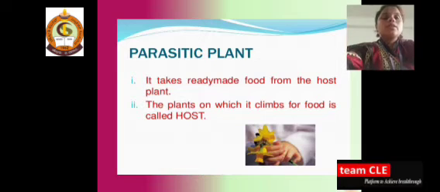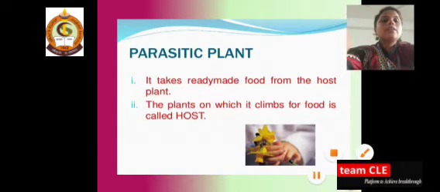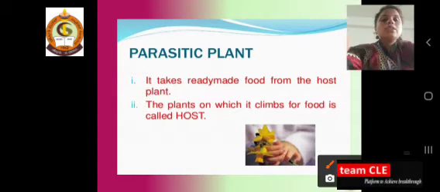So dear students, let's take this definition, it is very easy. Parasitic plants take ready-made food from the host plants, and the plant on which they climb for food is called a host. Let us understand the host concept. The plant gets its food from another green plant. Which plant can you include here? Pea, yes, it climbs another plant for taking food. Such a type of plant is called a parasitic plant.